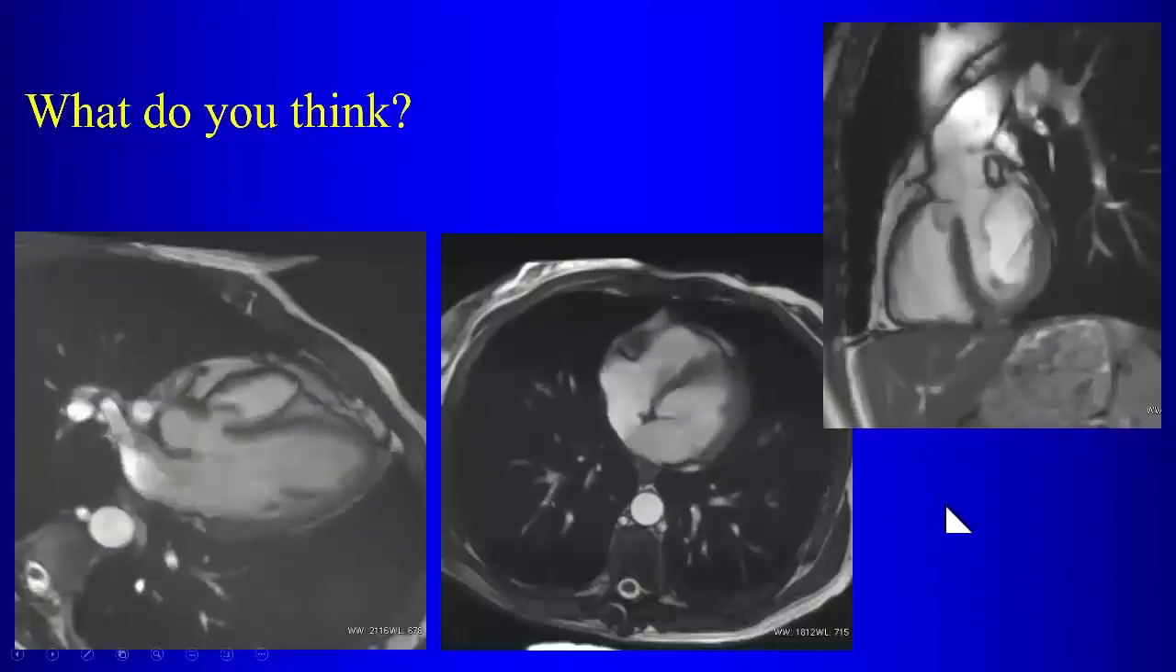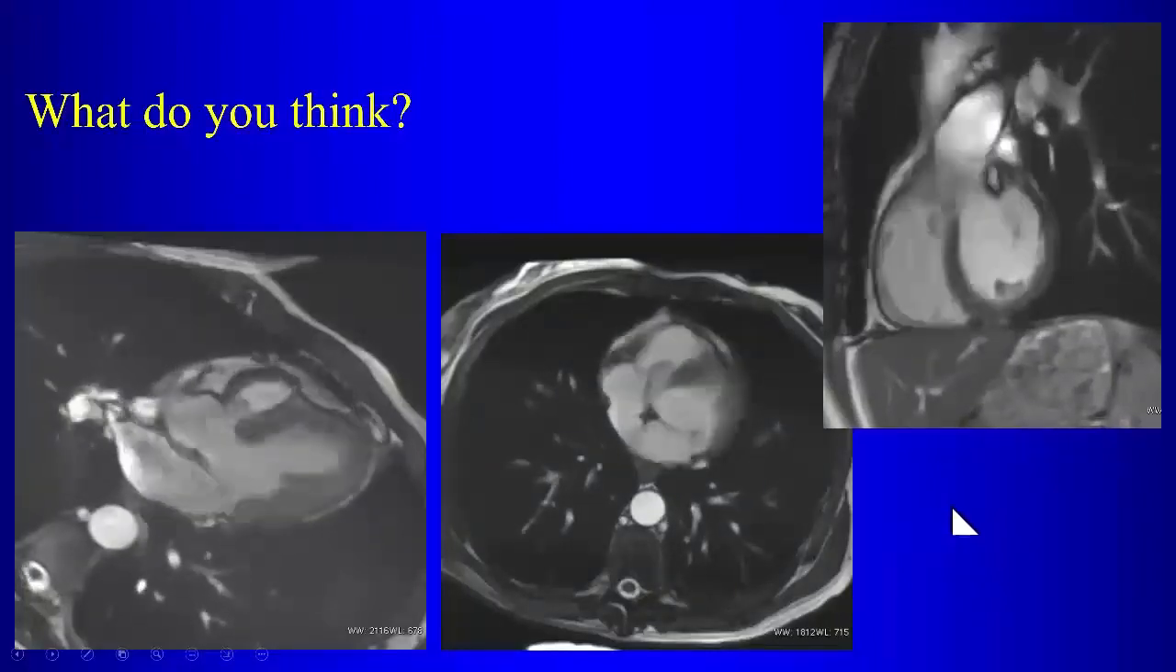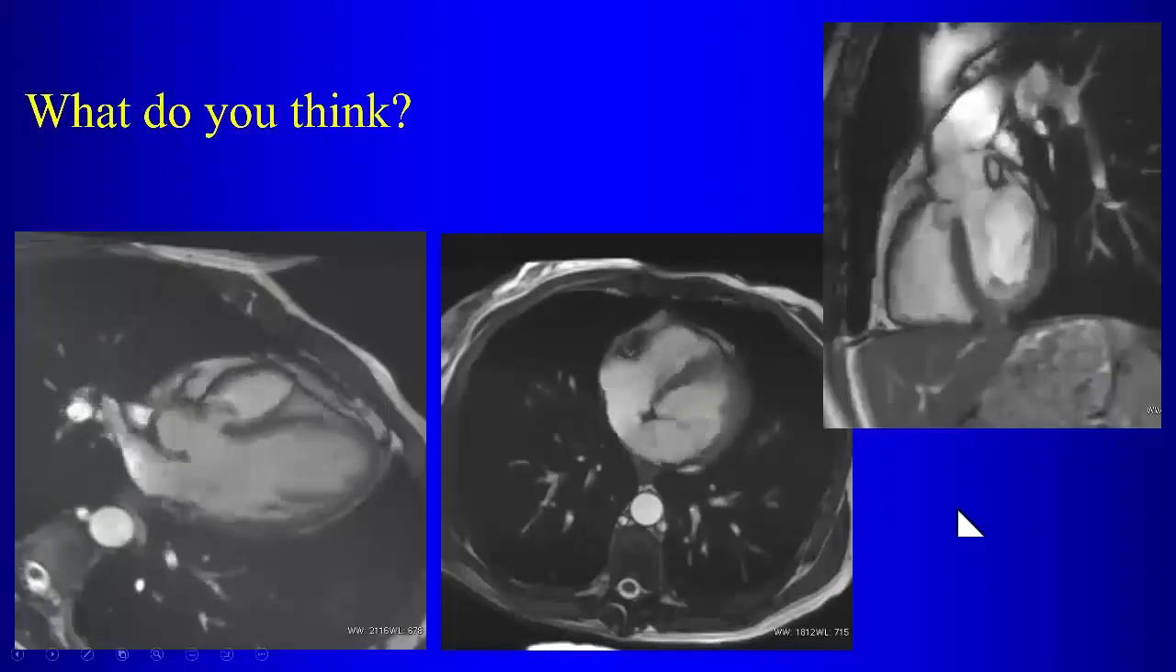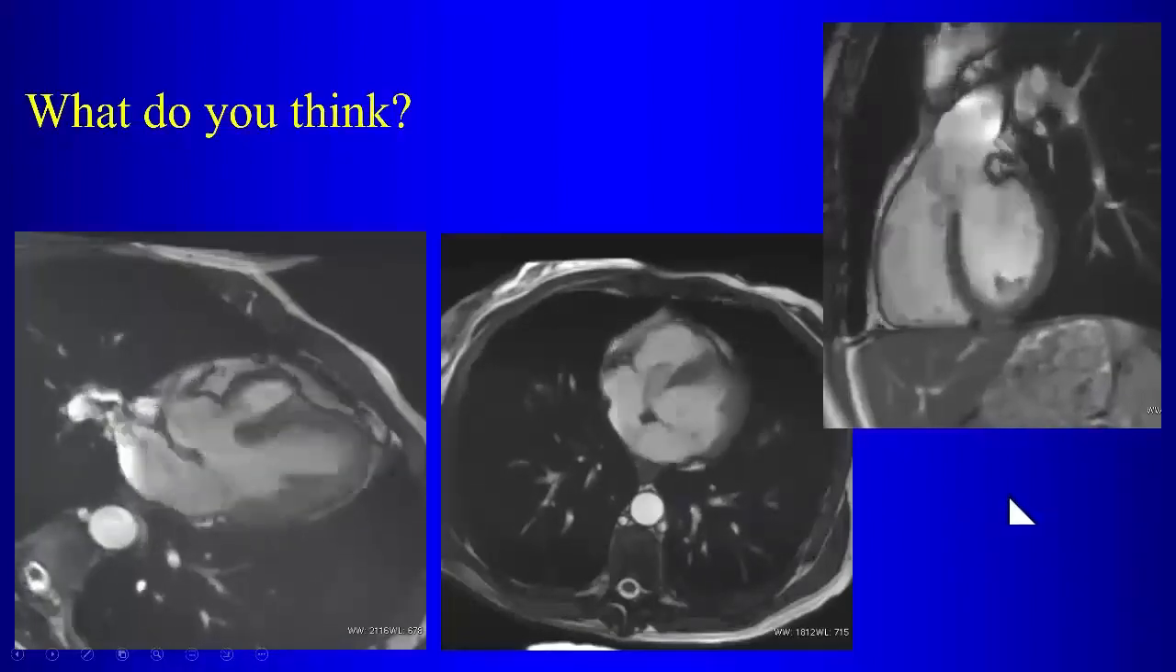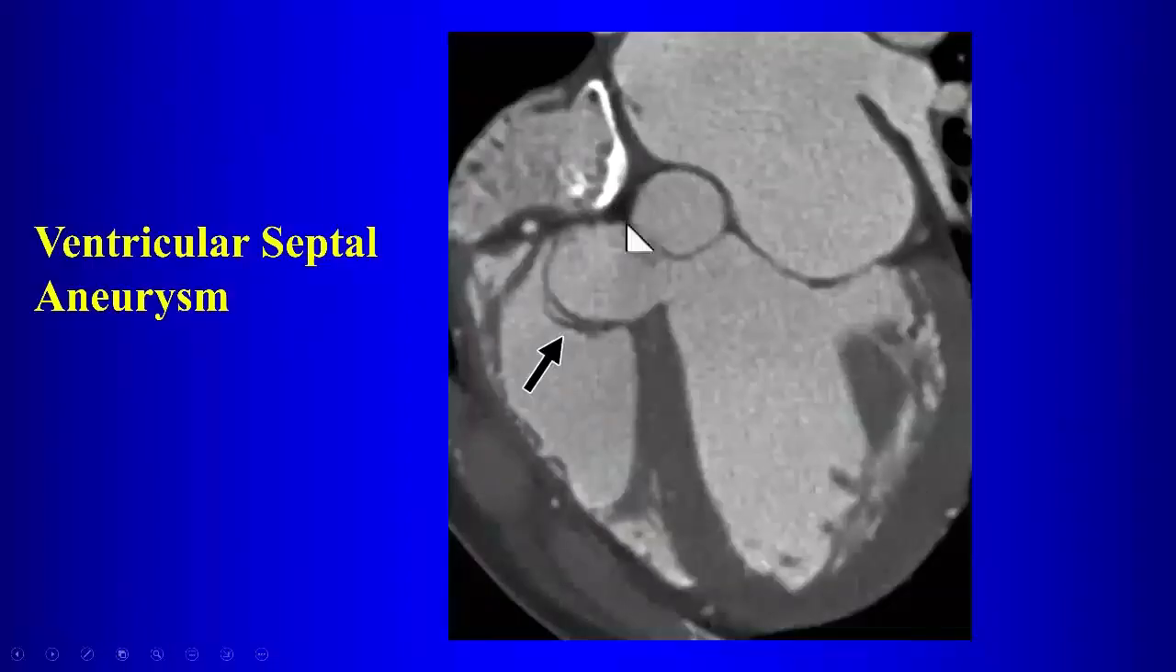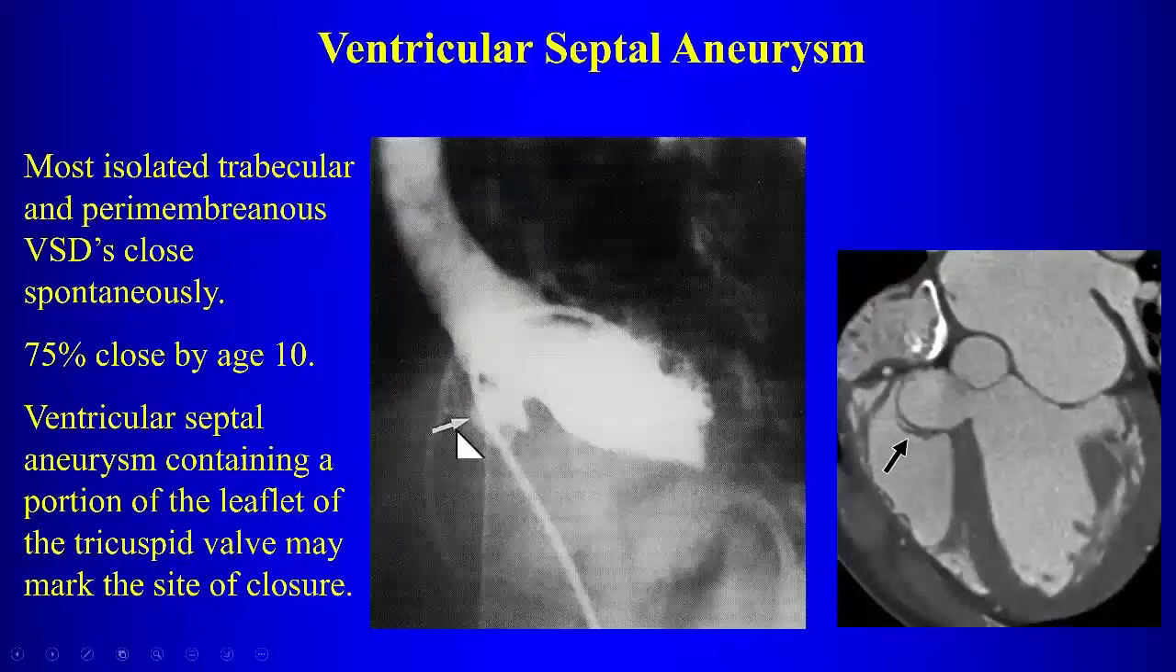Well, it's in the ventricular septum. This is called a VSD aneurysm. A ventricular septal aneurysm, right? So that's a ventricular septal aneurysm. So how does this occur? This can be the result of a spontaneous closure of a ventricular septal defect.